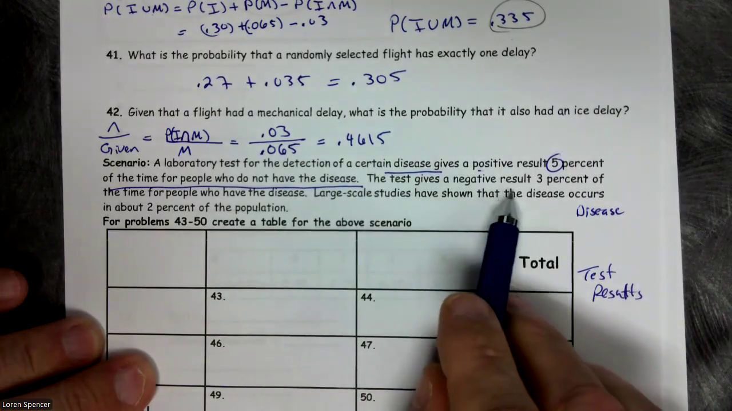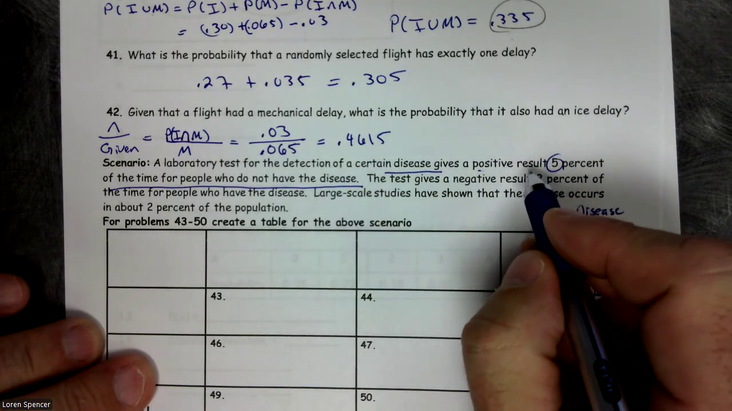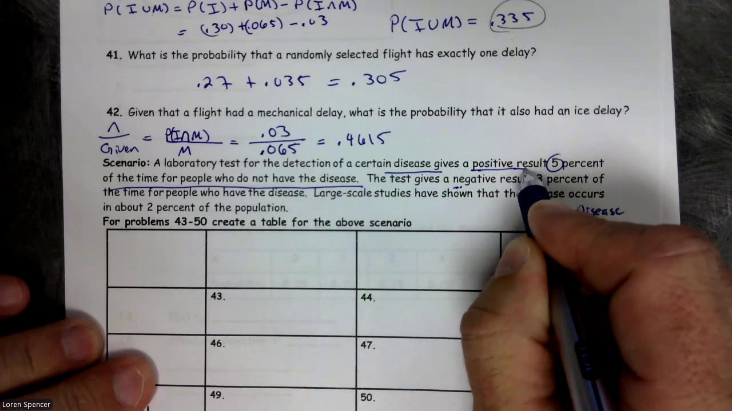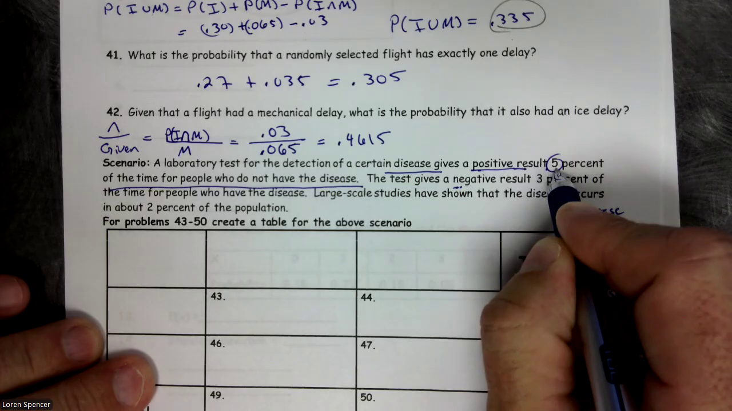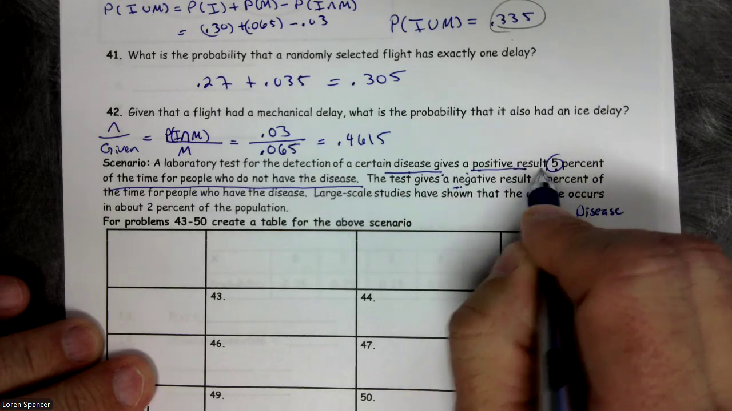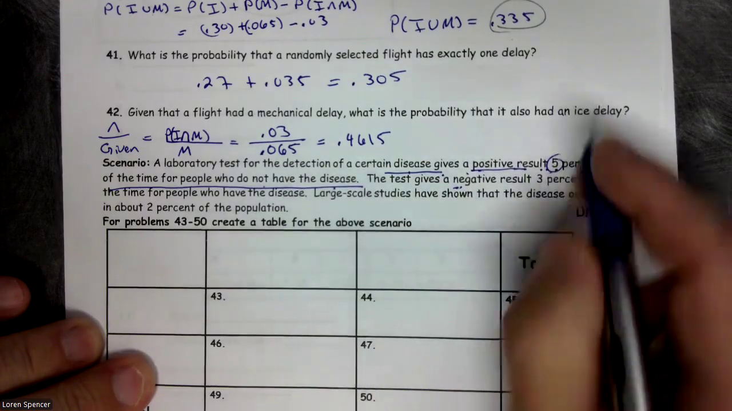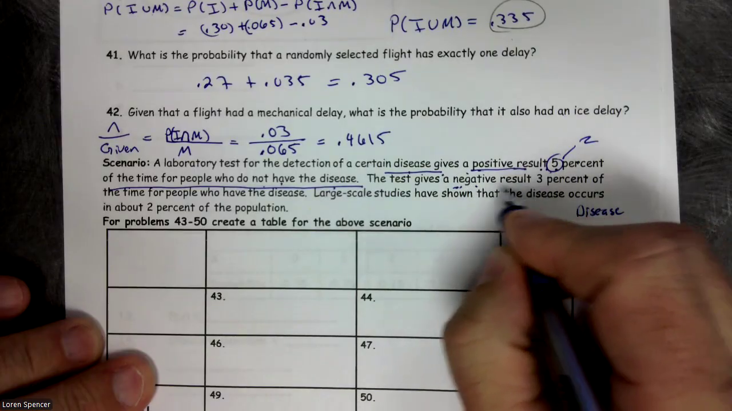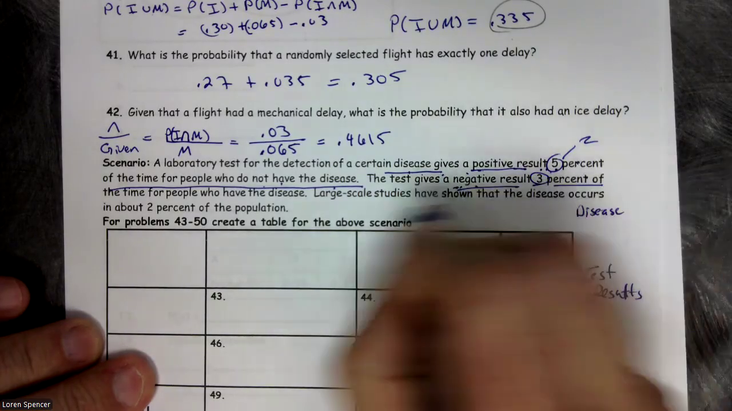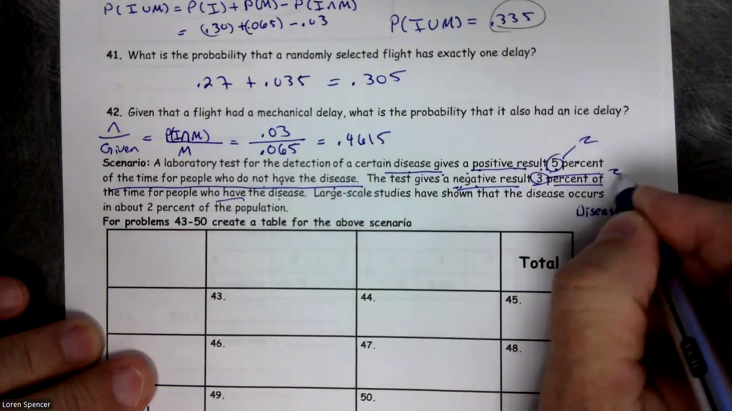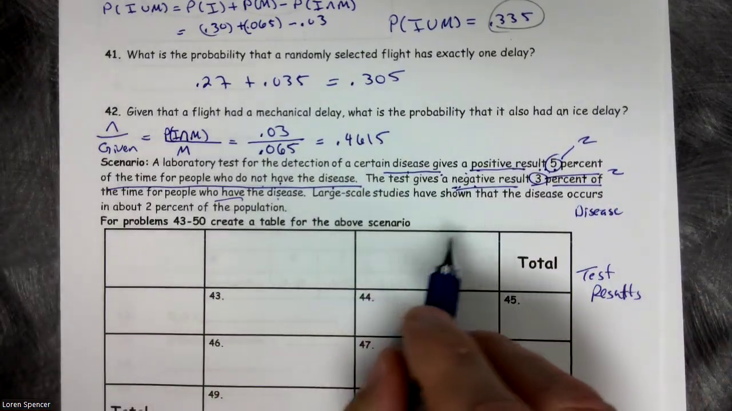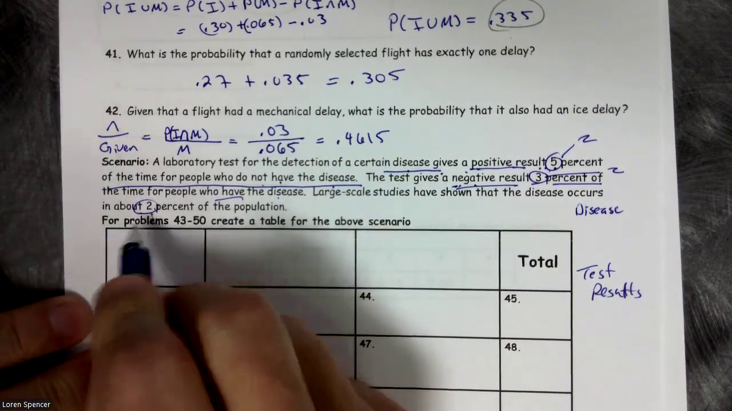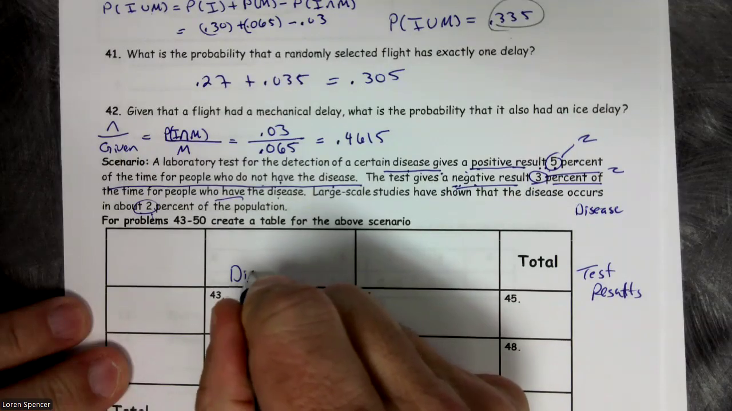Okay, the test gives a negative result in 3% of the people who have the disease. Well, wait a second. This is positive result who do not have the disease. So this has two variables because it's positive result and do not have the disease. Gives a negative result 3% of the time for people who have the disease. So this is also two variables. Large scale studies have shown that the disease occurs in about 2%. Okay, that only has to deal with disease. So disease is my one variable.